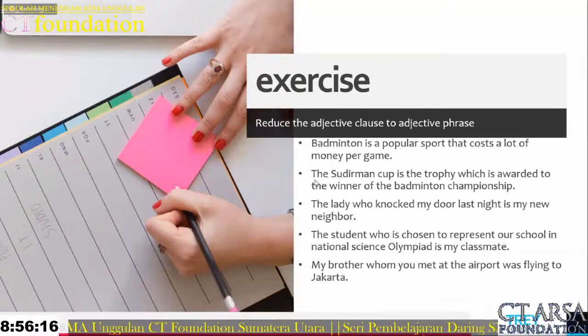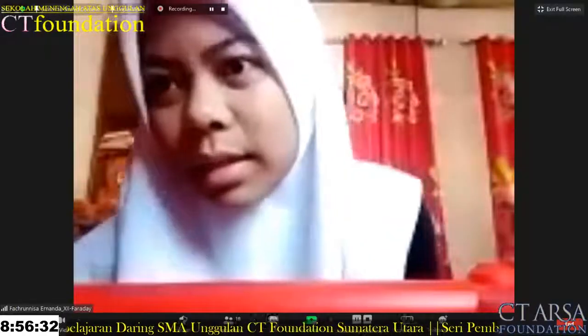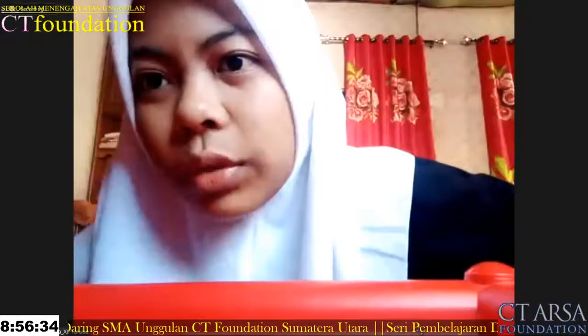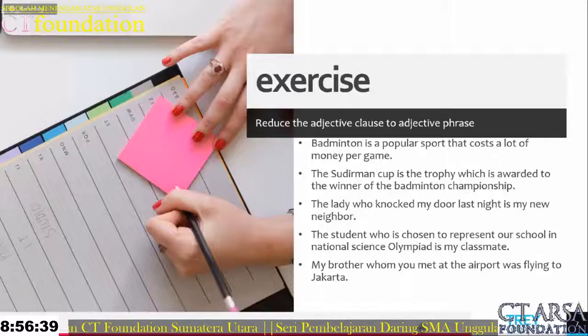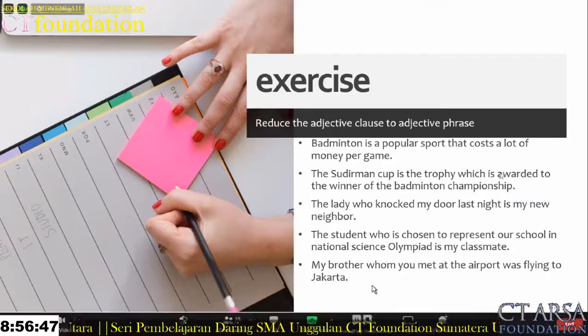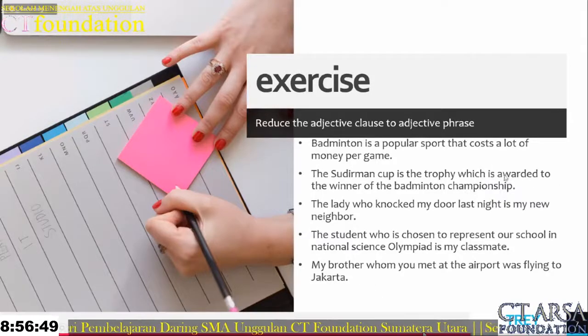Okay, number 2. The Sudirman Cup is the trophy which is awarded to the winner of the badminton championship. Okay, can you change it into adjective phrase? The Sudirman Cup is the trophy awarded to the winner of the badminton championship. Okay, very good. That's right. This is passive. That's why we use awarded. Awarded is a past participle. We just drop which and is be, and then awarded, you don't need to change to be ing because this is passive.